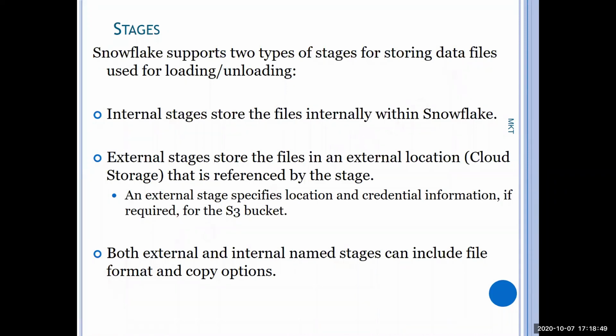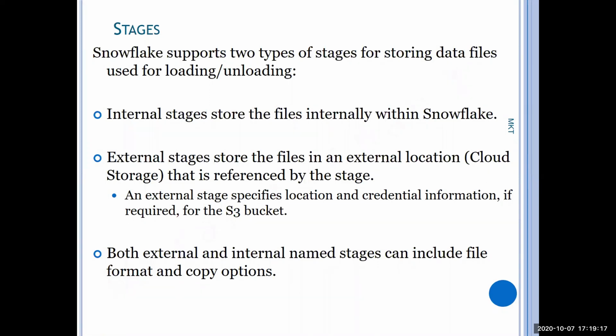Internal means within Snowflake you are allocating some space for storing files. Remember, files, not tables. Okay, files. So storing the files, the actual CSV file. You can even store PDF files also. PDF files cannot be read by Snowflake, I am just telling you. So any file you can store there. That is just like a folder in your file system. That is what a stage is about.